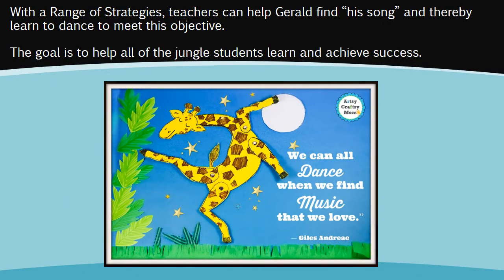So, what can I think about? What strategies can I use? How can I help Gerald find his song? How can I help him learn to meet his objectives, in this case, to learn to dance? What can I do to help all of the jungle students learn and achieve success? Well, for me, I think when you help children find the music that they love, they can all be successful.